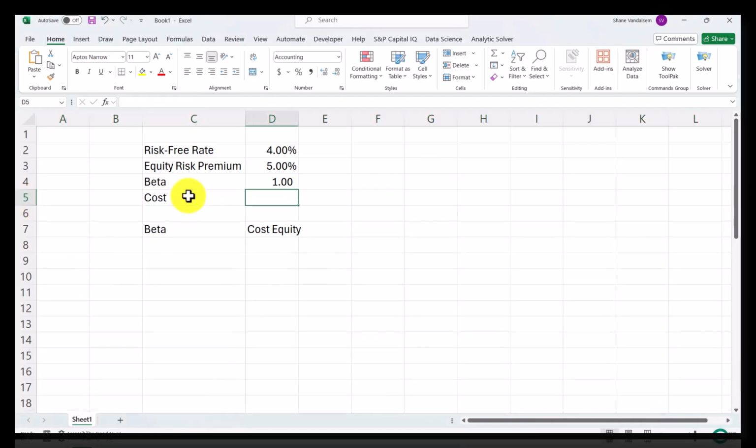So we'll start up here calculating the cost of equity. And this is also the required rate of return for equity. And our equation looks like this. We say that it's equal to the risk-free rate plus the beta multiplied by the equity risk premium. And this is usually in the form of a return.